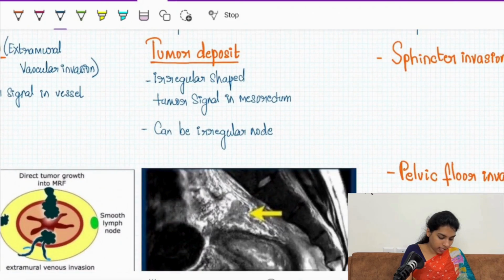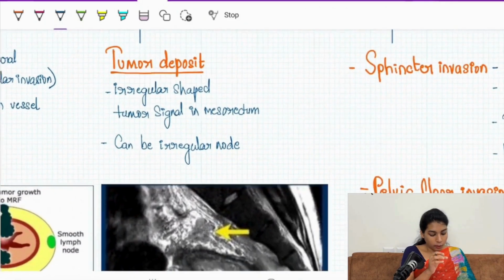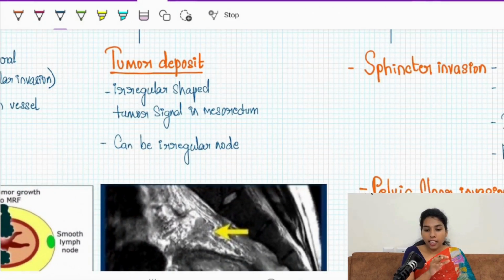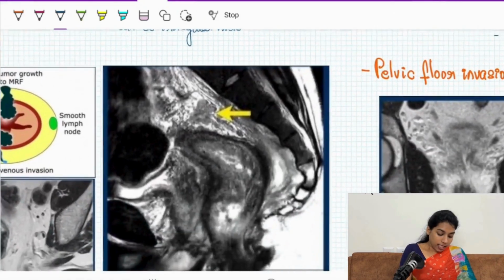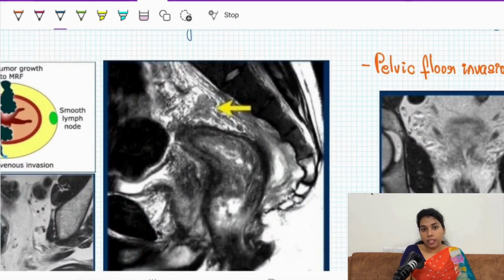Coming to the next thing, that is tumor deposit. Tumor deposit is basically an irregular shaped tumor signal soft tissue mass which is sitting in the mesorectum. This can be an irregular shaped node. This is one of the drawbacks of the staging of carcinoma rectum, that we as radiologists cannot differentiate if it's an irregular shaped node or a tumor deposit.